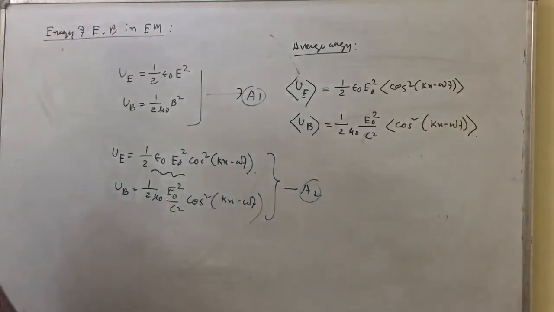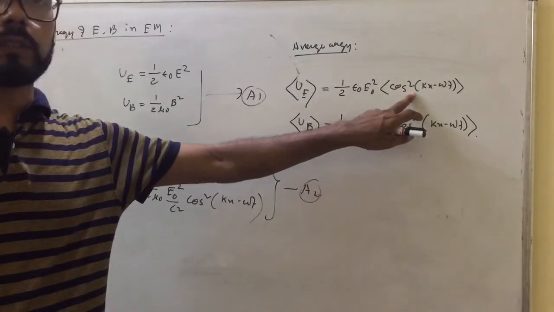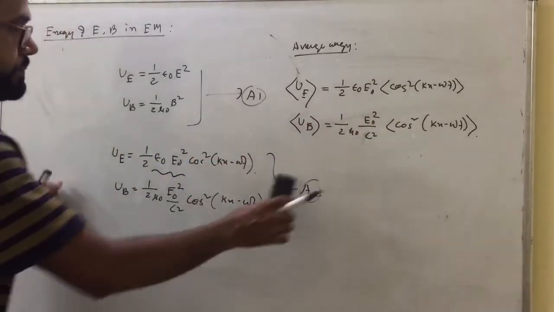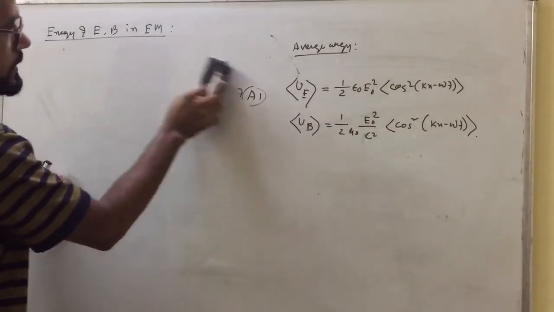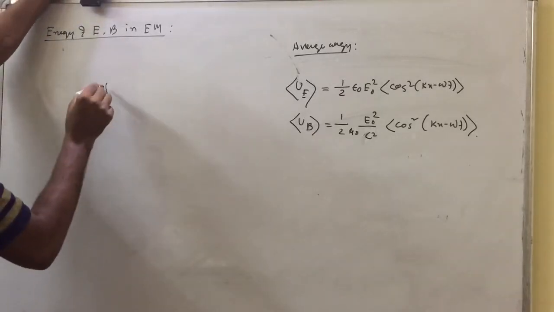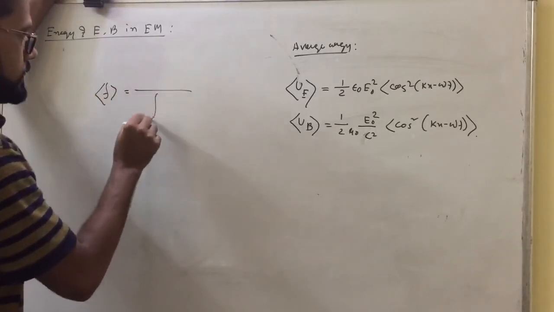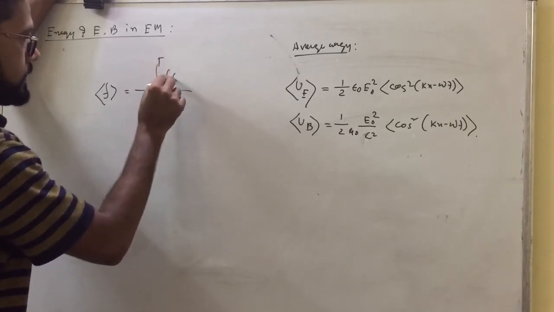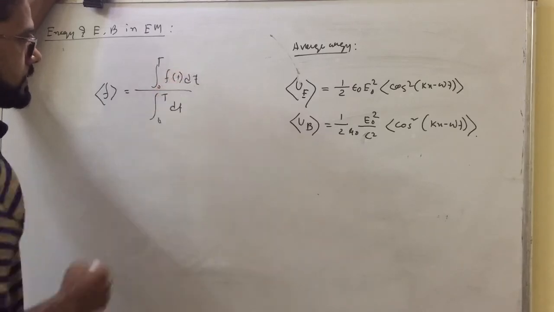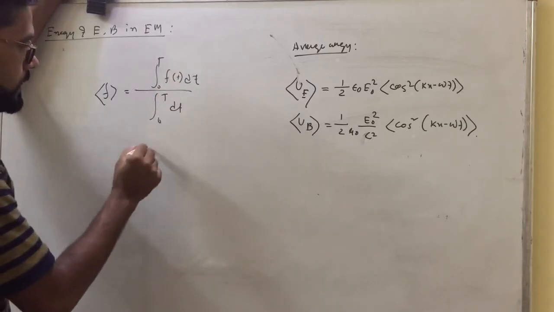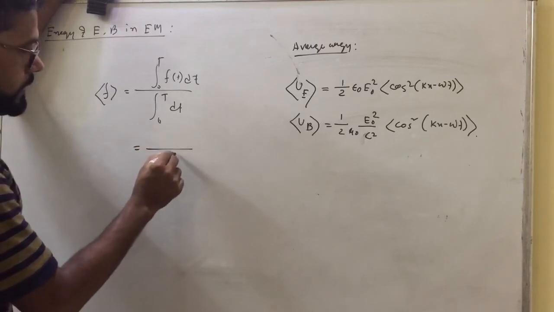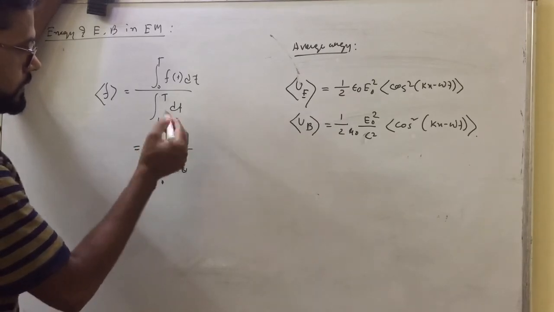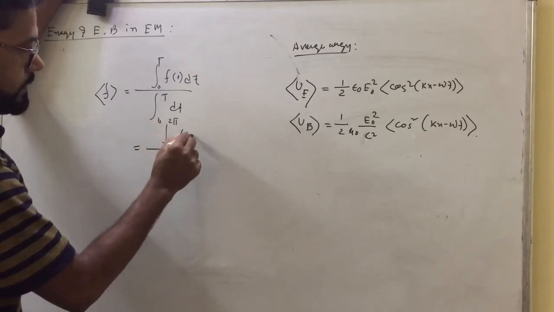If you take the sine part, then it will be sine square. Now how can you take the average value? You have to remember the average formula, which is the integration from 0 to T of f(t) dt, divided by T. Or in terms of theta, you can write the integration from 0 to twice pi of f(theta) d theta, divided by twice pi.